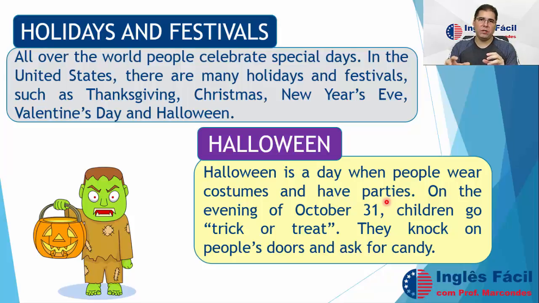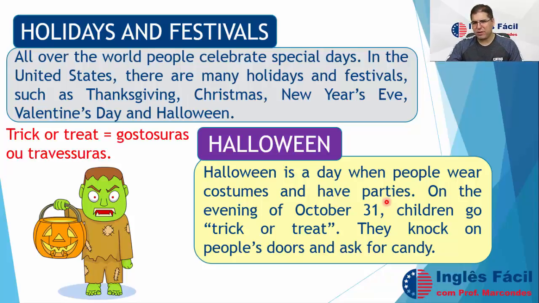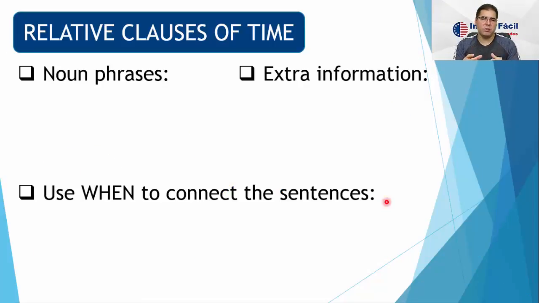So people do this on this day. Okay, so I want to specify when it happens, right? When something happens, and that's why we use when, because it's related to time. Okay, but now, teacher, what is the difference between this usage of when that we are going to learn today and the normal use?